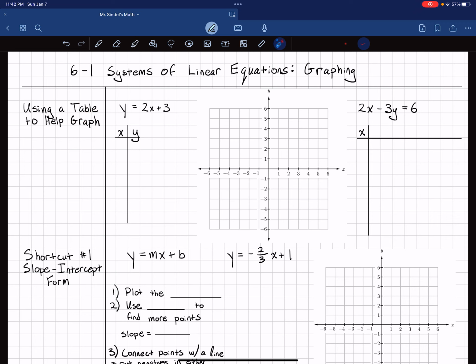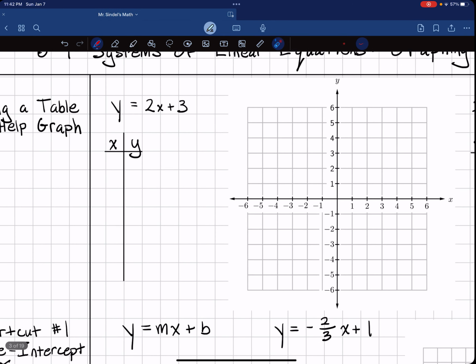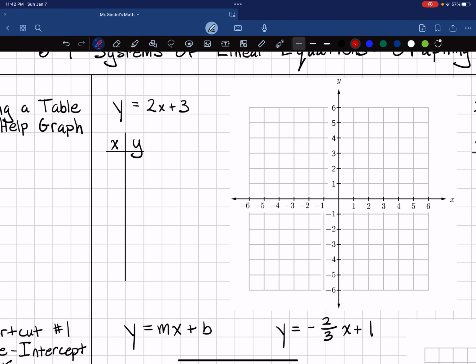So let's review how to use this table. Let's pretend I did not know how to graph slope-intercept form, and I just had this. And I said, okay, I have a table of x and y values, and I want to somehow convert this equation into a graph over here using this intermediate step. So what do I do? I plug in random numbers over here. Like, I don't know, let's plug in 0. Let's see what happens.